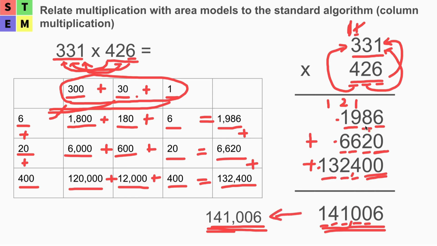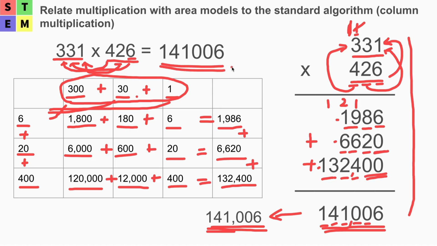We got the exact same answer as we did with the calculations before. That's the basic idea of the column multiplication method. In the coming lessons, we are going to look more into this method. So at the end, let's write the result of this equation: 331 times 426 equals 141,006.